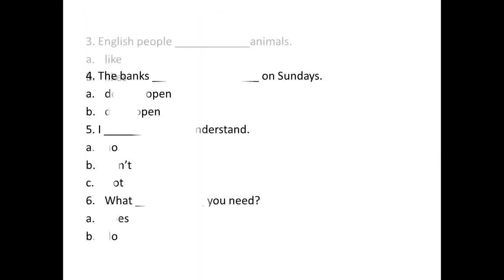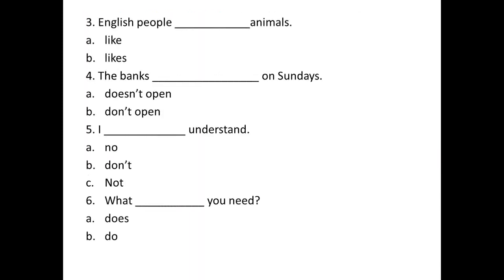Numbers 3 to 6. English people blank animals. What's the subject here? Can you guess? The subject here is people, or English people. Is it singular or plural? It is plural. Very good. So when the subject is plural, you don't need to add s in the verb. You can say, English people like animals.